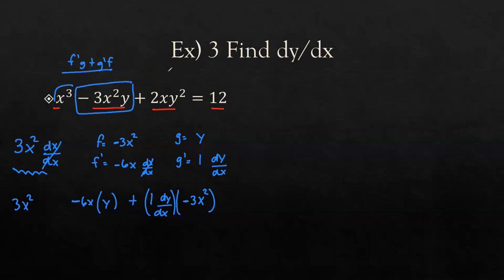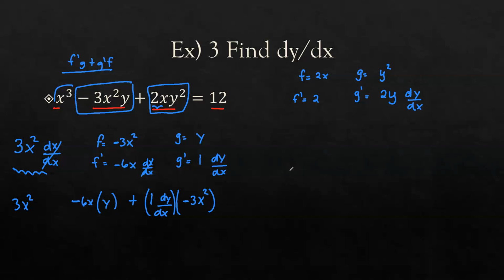Now let's take the derivative of 2xy squared. How do you take the derivative of that? You have to apply product rule again. So let's first figure out our f and our g. My f is 2x. F prime is 2. G is y squared. G prime is 2y, and since you're taking it in respect to x, it's 2y dy dx.